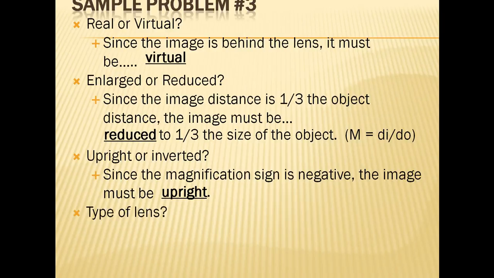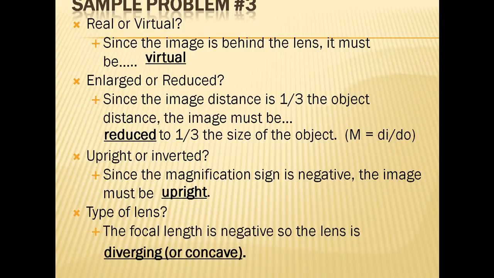In order to have a virtual image that's going to be on the same side of the lens as the object, that tells you that it's going to be a concave lens. Now, the only place that you can have a convex lens and get a virtual image, if you remember this, is if the object is in front of the focal point.